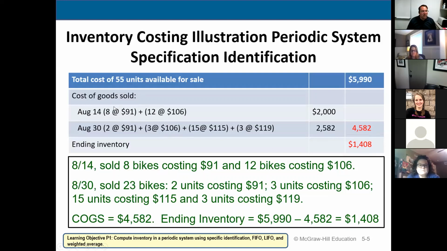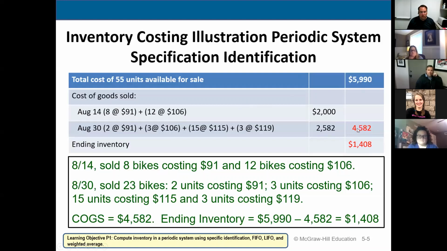So you can see here they had to figure out that 5,990 was the total cost of all of the units. And then 8 times 91 plus 12 times 106 for the sale on 8/14, so $2,000 worth. And then August 30th, 2 at 91, 3 at 106, 5 at 115, 3 at 119, 25.82. We can add all that up, and it tells us the cost of the goods we sold. And then if we take the total cost of units available minus the cost of goods sold, it's going to tell us what our ending inventory is.